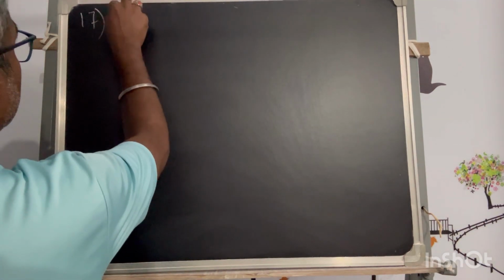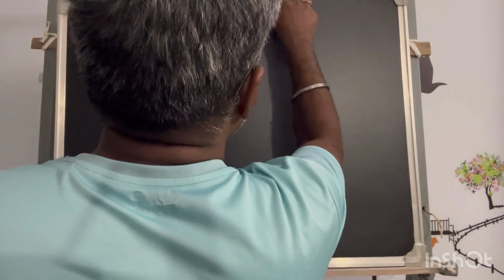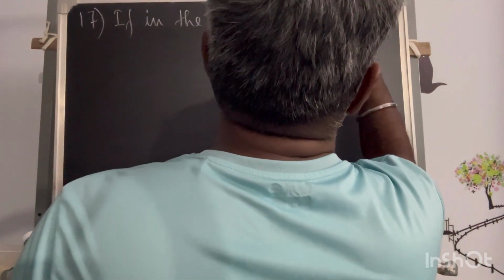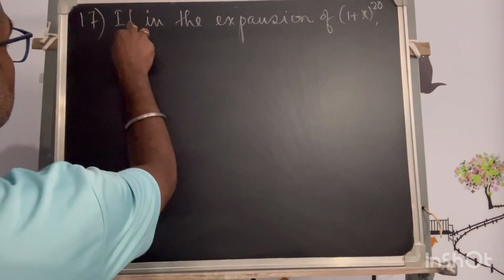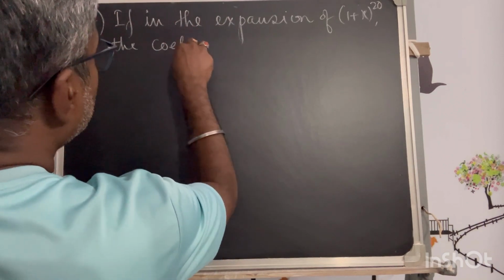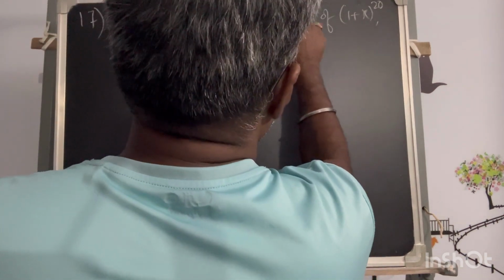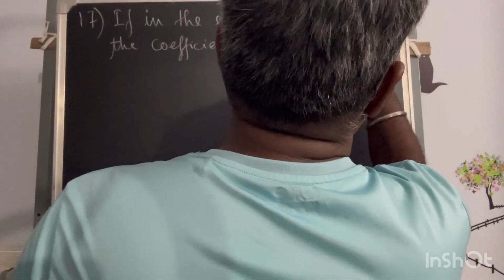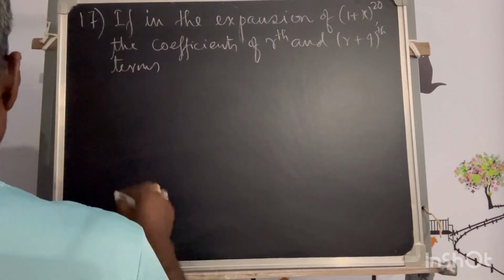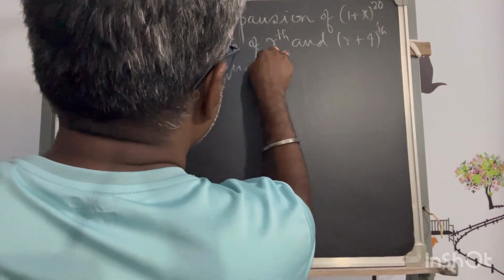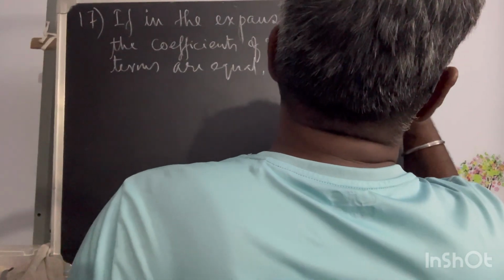So the next one is: if in the expansion of (1 plus x) to the power 20, the coefficients of rth and r plus 4th terms are equal, then r is equal to what?